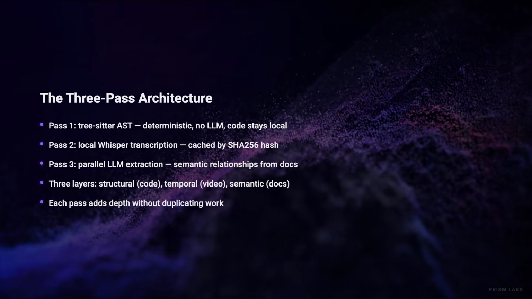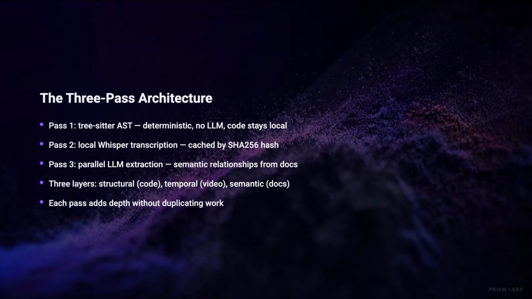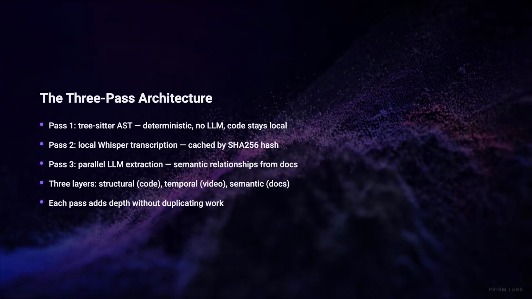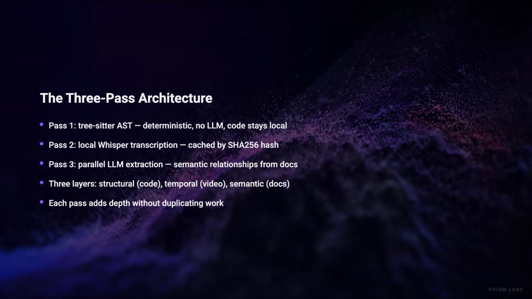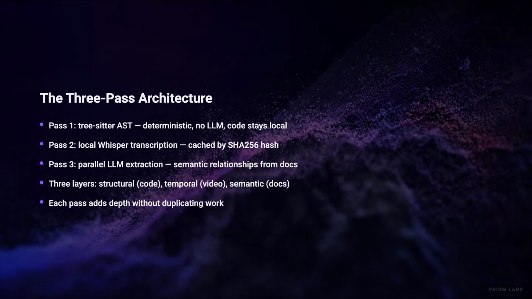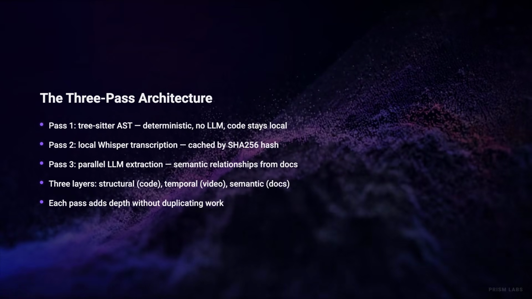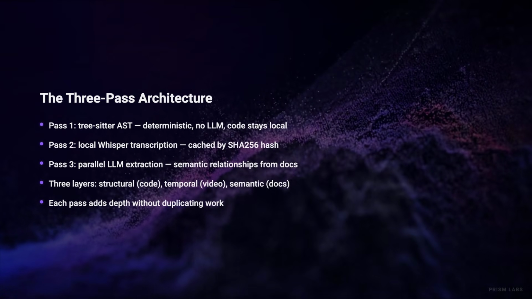Pass 2 is local Whisper transcription for any video or audio files in the folder. Faster Whisper runs on your machine with a domain-aware prompt derived from your corpus, so the transcription understands the technical vocabulary of your project. Results are cached by SHA-256 hash, so videos are only transcribed once.